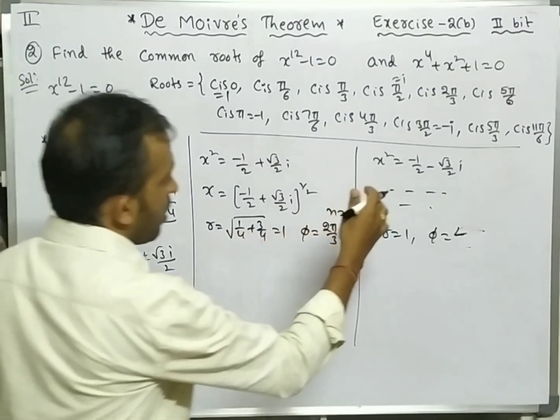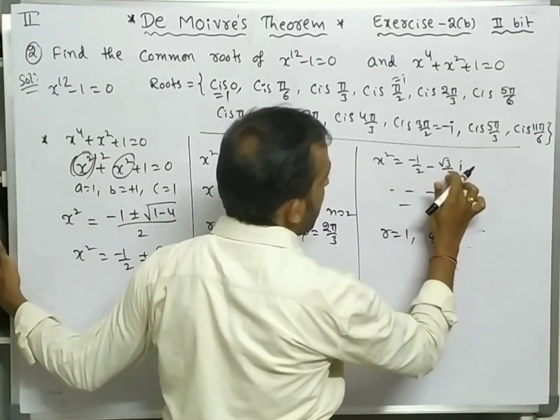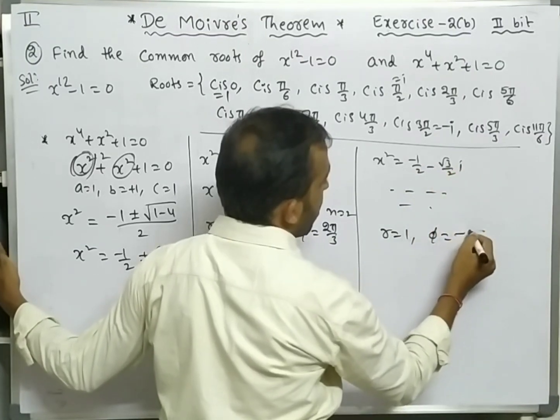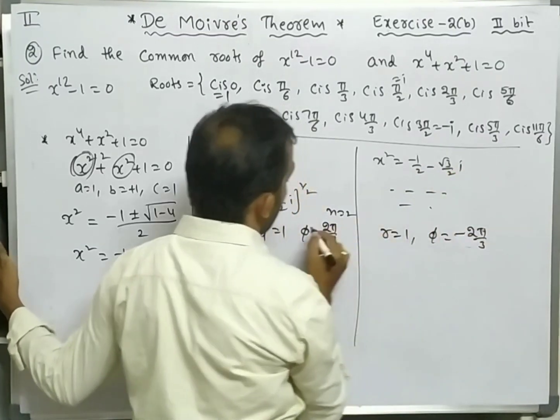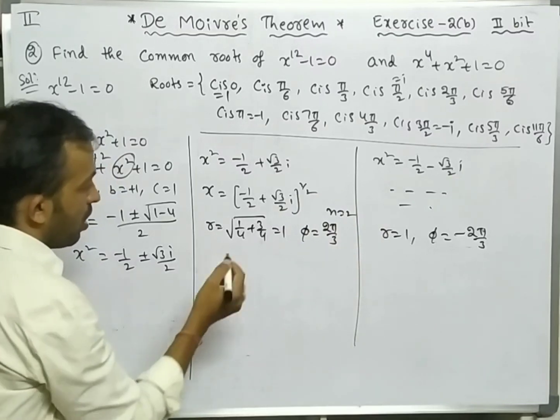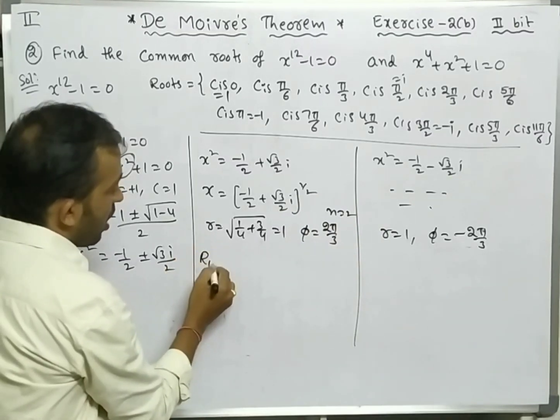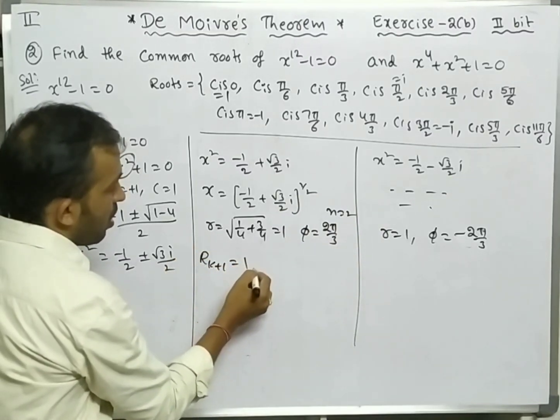Okay, as minus 1 by 2, minus root 3 by 2 point is in the third quadrant, you can write it as minus 2 pi by 3. This is plus 120, that is minus 120. So here the solution is r^(k+1) equal to nth root of r, that is 1.